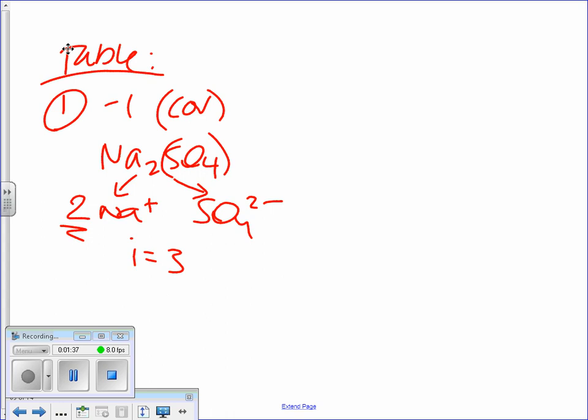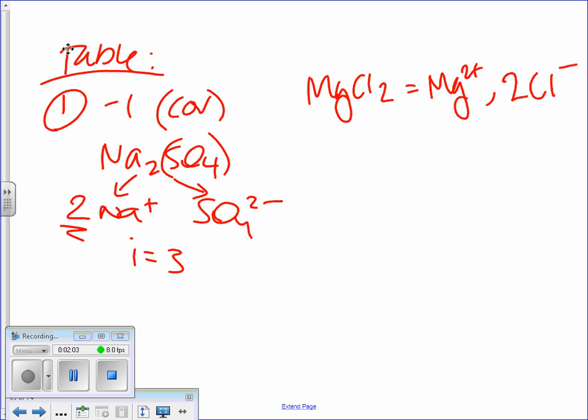Magnesium chloride, Jalen's group. How many particles does magnesium chloride break into? 3. Why? Because it's ionic. So what is it? 1 magnesium 2 plus and 1 chloride 1 minus, but how many of them? 2 of them, right? So there's 2 chloride ions, so 1 plus 2 is i of 3. So you're uncrisscrossing, but you're still saying there's 2 of these and there's 1 of these.